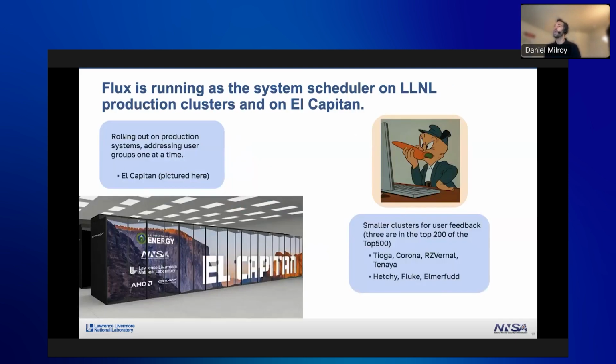So Flux is currently being deployed as the production system scheduler on El Capitan. It was already rolled out on three, I believe, still in the top 200 of the Top500 list clusters, such as Hetchy, Flux, and Elmer Fudd. Actually, I should say the three in the top 200 were Tioga, Corona, and RZVernal, or Tenaya, I believe.